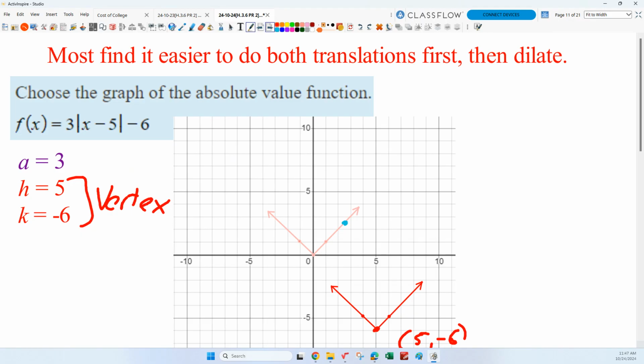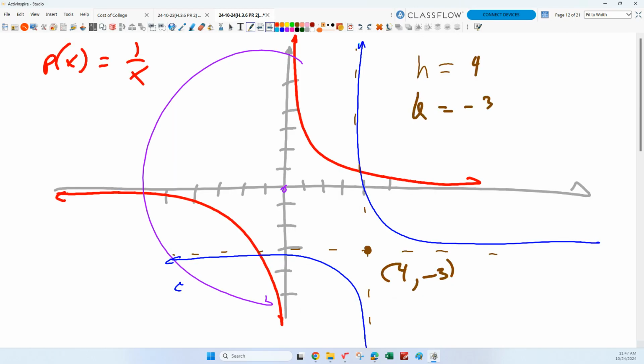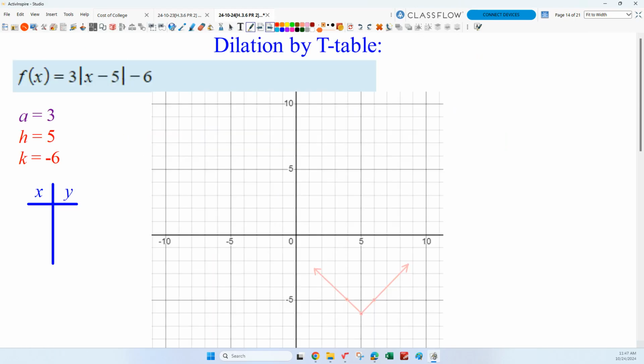So when we're trying to graph this f of x, well, we just automatically know we start at 5, -6, because that's where the vertex is, right? Then what? Well, now we have to dilate this thing. Okay, there's a couple ways we can do that. One way we can do it is we could do it using a t-table. If you don't want to, think about how you're going to stretch this thing about a convenient point, that's the way I prefer to do it because I think it's quicker. But you don't have to. You can always just make a t-table.